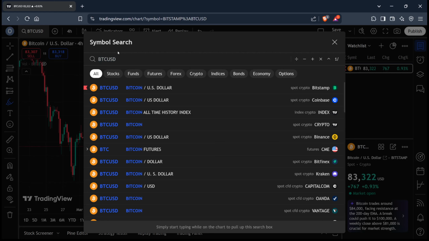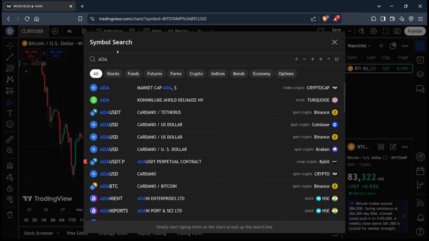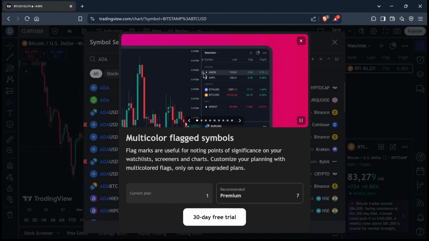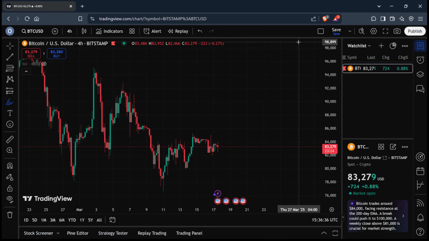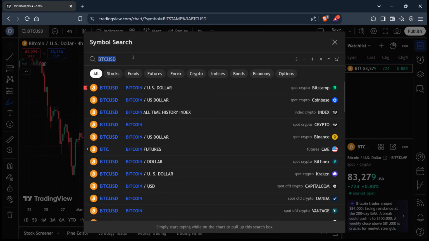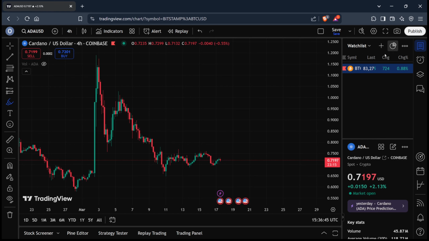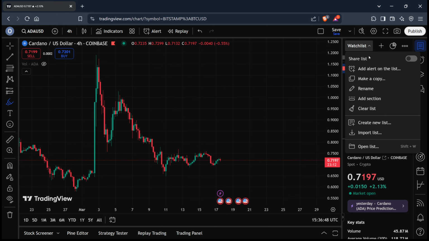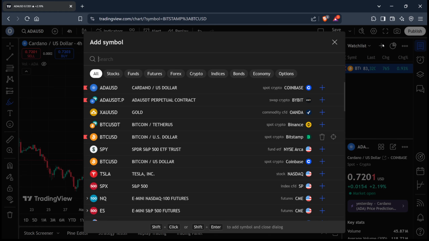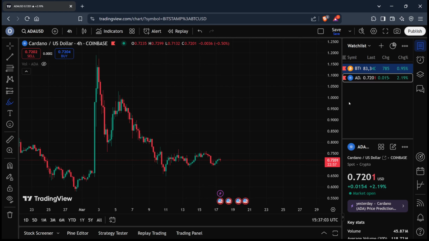Let's try something else. Let's just try ADA again. Let's do Coinbase, and let's bookmark Coinbase, and let's make this a different color because that's fun. Let's make it this color. No, I don't want your trial. If you guys want a free trial, go ahead. But let's go to ADA. Oh, there we go. Add symbol. So you go up here, add symbol, and select Coinbase, and then it appears. So that's how you do that.